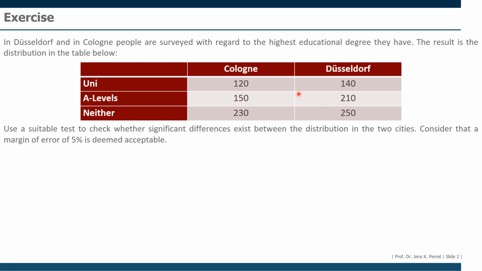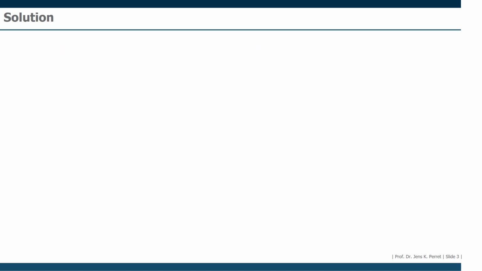Well, whenever we have to compare two or more frequency tables, it's a good idea to use the homogeneity test, because this tests whether both of those samples share a common distribution. Well, let's do this. To actually apply the homogeneity test, in the first step, we need so-called expected frequencies.